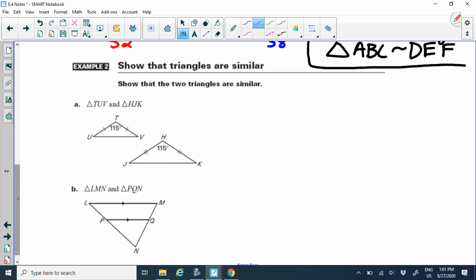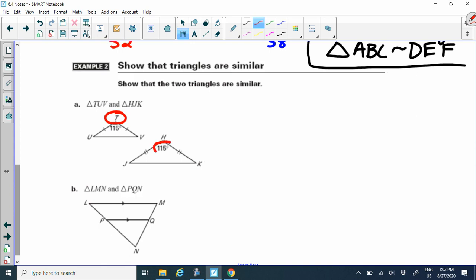Once again, I love to color coordinate, do shapes. I highly suggest that because I think it makes it a ton easier to know what angles go with what angles, what sides go with what sides. Okay, notice that for angle T, that's 115 degrees. If we look in our second triangle, oh, I see H.